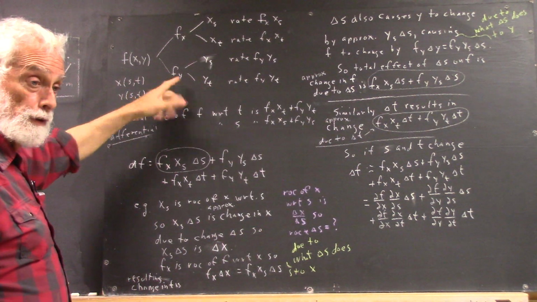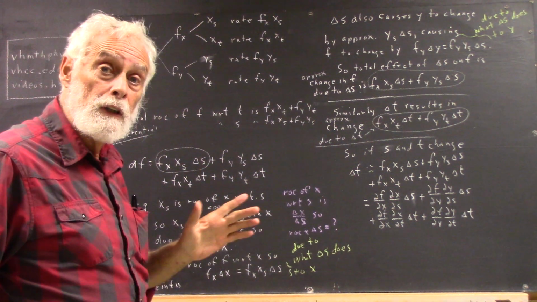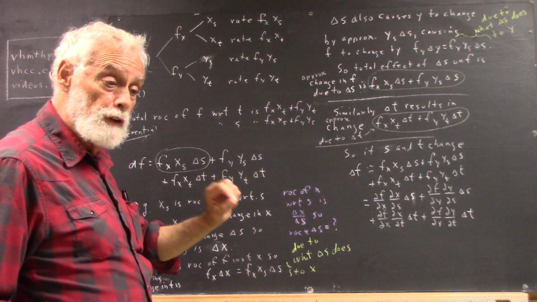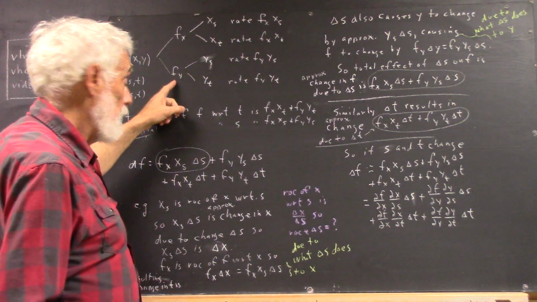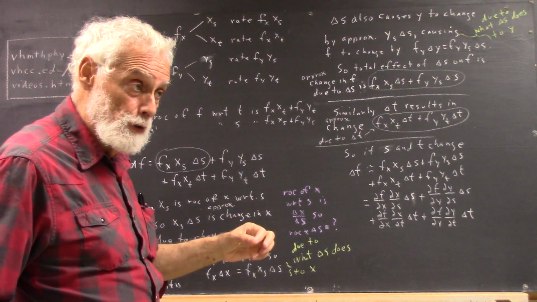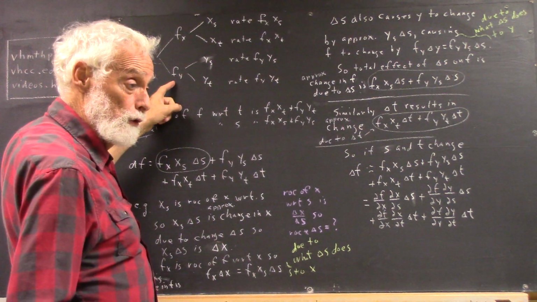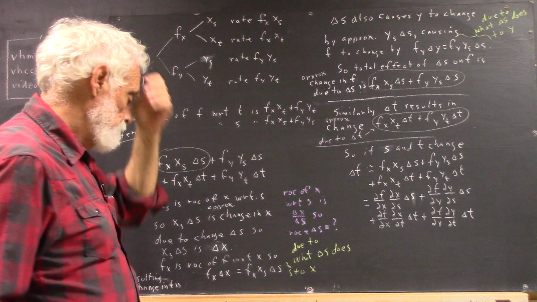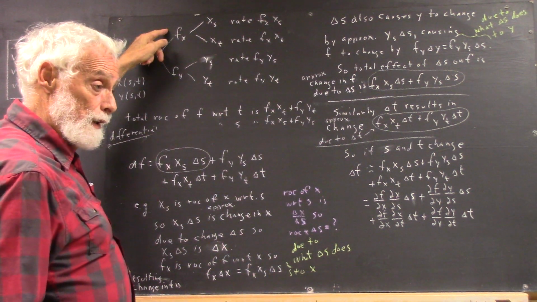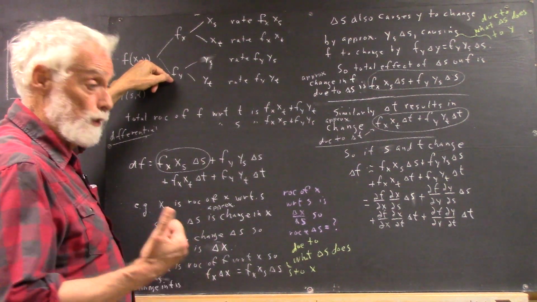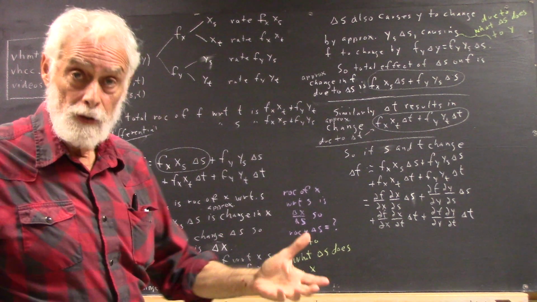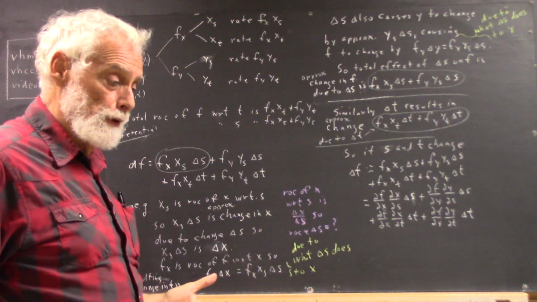And fy, of course, gives you the same thing for changes in y, okay? If you multiply a small change in y by the value of fy at some point, you're going to get the approximate change in the function due to that change in y. And then if you add the change due to a change in x to the change due to some other change in y, you get the net change in the value of the function. That's the basic idea of partial derivatives.